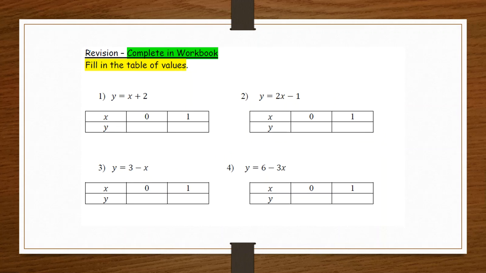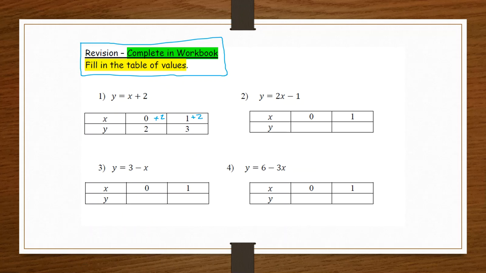So first of all, let's just do some revision questions. Do these questions in your workbook, pause the video, and then when you're finished, press play and we'll go through the answers. So for y equals x plus 2, x are these values, so we need to add on 2 to both of these, which gives us 0 plus 2 is 2, 1 plus 2 is 3.